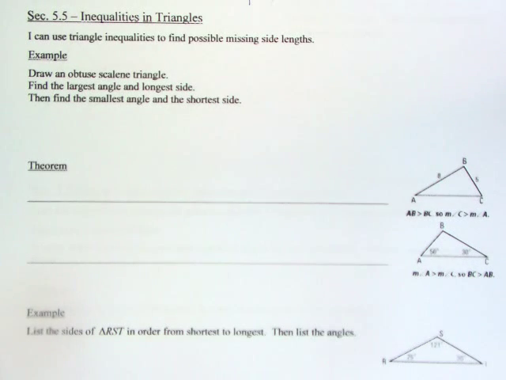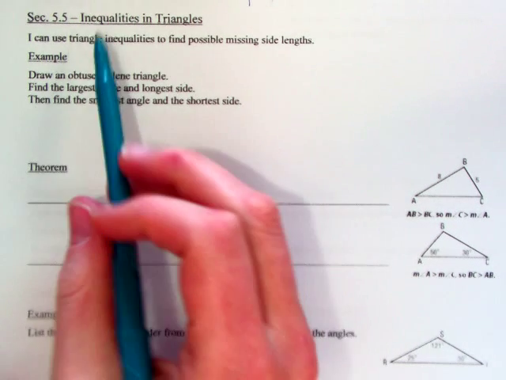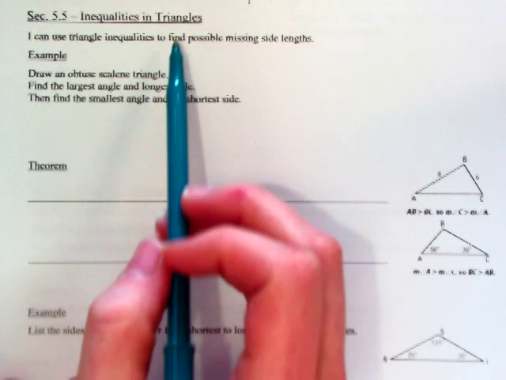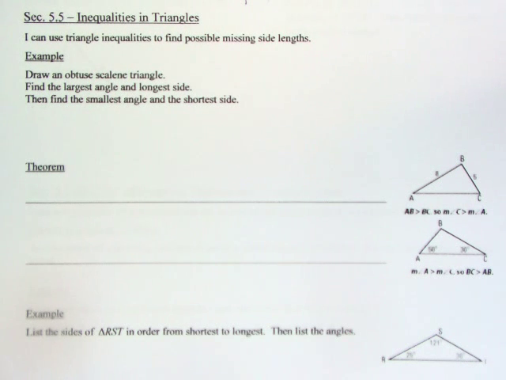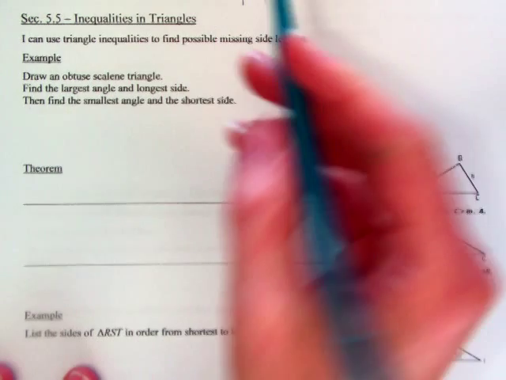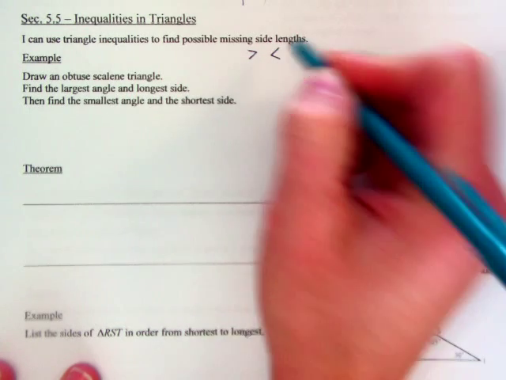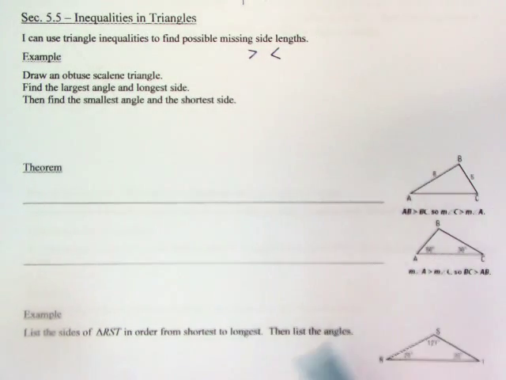This is 5.5, and today we're going to talk about inequalities in triangles. The first part of this chapter has been all about things being equal with angle bisectors and perpendicular bisectors. This is going to talk about inequalities, so when things aren't equal. And usually when you're talking about inequalities, you're talking about greater than or less than. You're talking about things being bigger than somebody else.